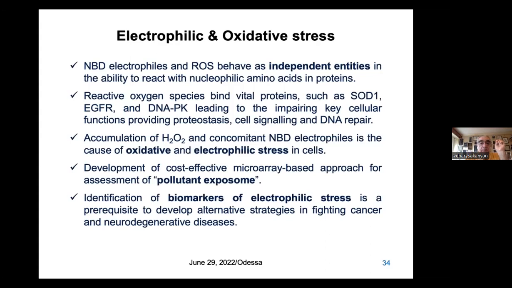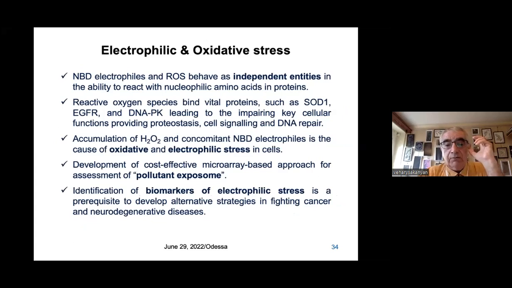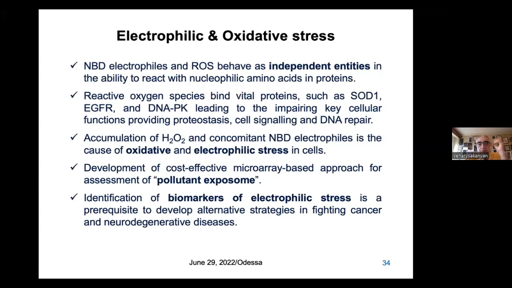What is interesting also is that accumulation of hydrogen peroxide and concomitant embodied electrophiles is a cause of oxidative and electrophilic stress in the cells. It raises the question about the necessity to be very careful with pollution. So we suggest that it can be done by using a microarray-based method to assess the pollutant exposure. But it's an interesting question for future scientists who work with pollution.